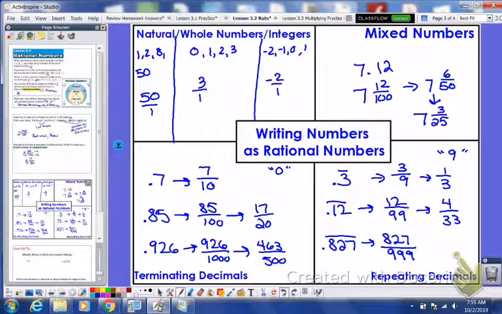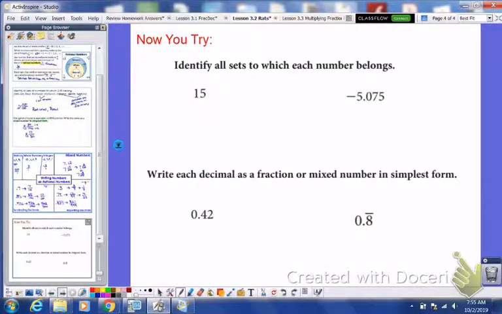All right, guys, so there's the end of our notes. The rest of this I want you to try. So we have 2 of them where I want you to identify all the sets to which each number belongs. So we have 15 and negative 5.075. And then 2 examples where I want you to write the decimal as a fraction or mixed number in simplest form. Make sure you do simplest form. So convert 0.42 and 0.8 repeating into a fraction in simplest form. All right, that's it.